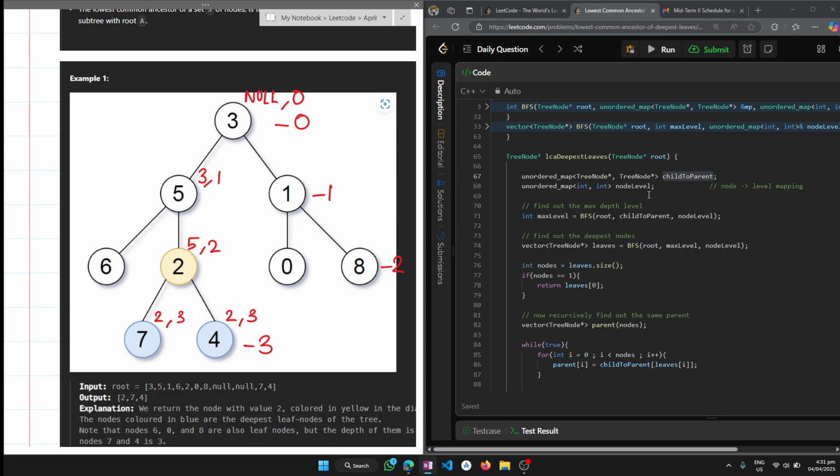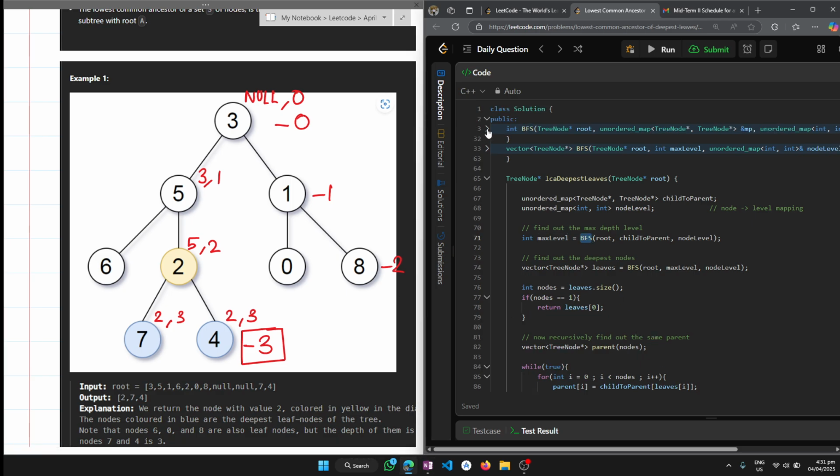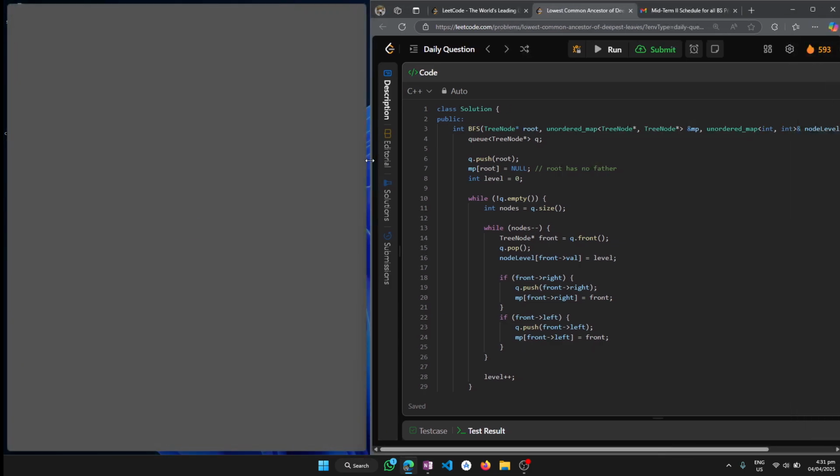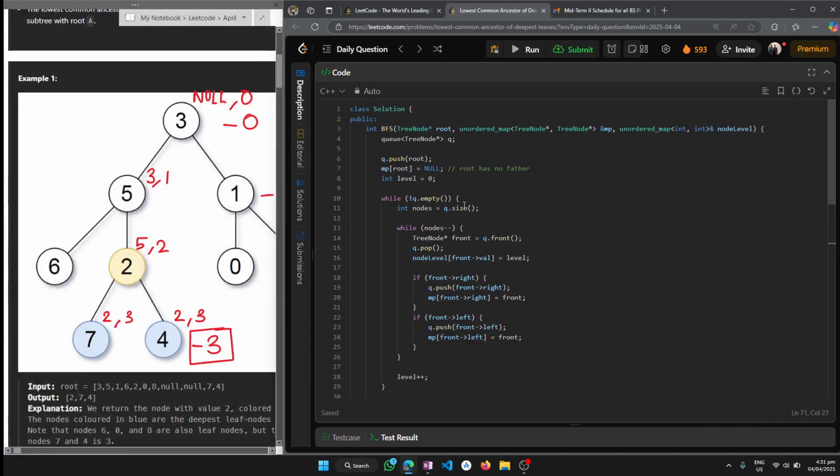Okay, so I have these two maps. The first thing which I do is I calculate the maximum number of levels that I have. So in this scenario, the maximum number of levels is 3. So let's have a look at what this BFS function does. Okay, what this BFS function does is something like this.